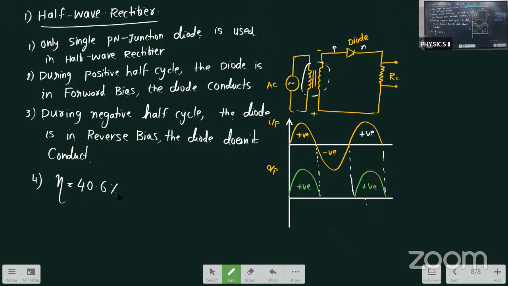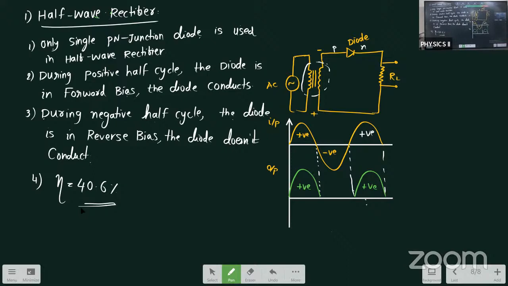What does it mean? Whenever you are supplying 100% AC, out of that 100% AC, how much percentage can it rectify? It can convert to 40.6% DC. Out of 100% AC, it can convert 40.6% into DC. I hope you understood this answer. Let us move on to the next question.